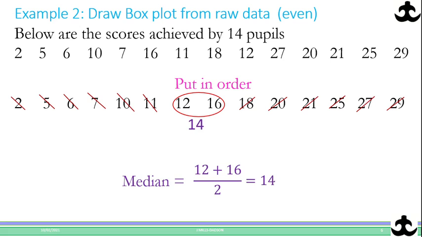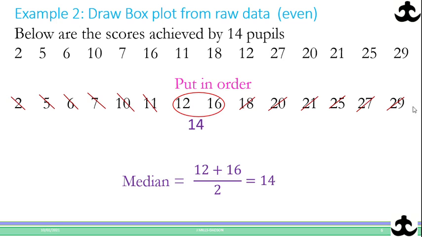That gives us 14. Now, that also split the data into two halves. Now remember, the 14 is not part of the data. This 14 is not part of the data. So when it's split into two, one half will start from 12 all the way down. The other one will start from 16 all the way up here.